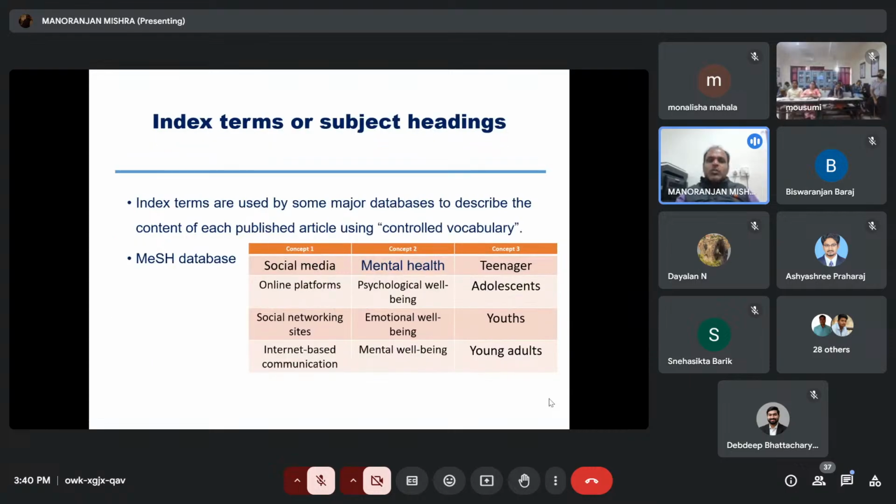Then index terms or subject heading. So index terms are used by some major databases to describe the content of each published article using a controlled vocabulary, like MeSH. So if certain terms are indexed differently inside the journal, that particular thing you can put into the search query.